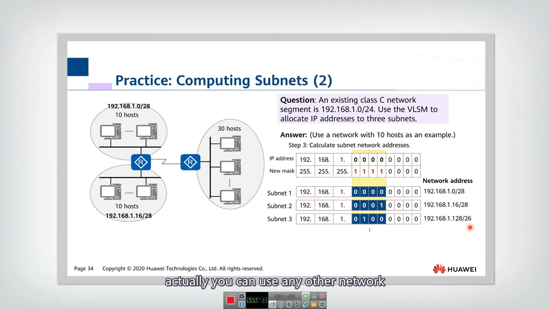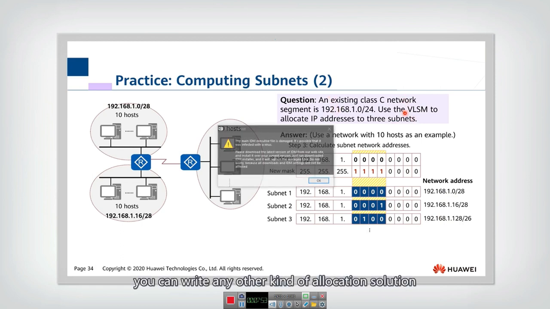Actually, you can use any other network. For example, you can let these 2 bits be 11, or these 2 bits be 10. Those are all possible allocations. But this is a possible solution for this question, and the solution is not unique. You can write any other kind of allocation.